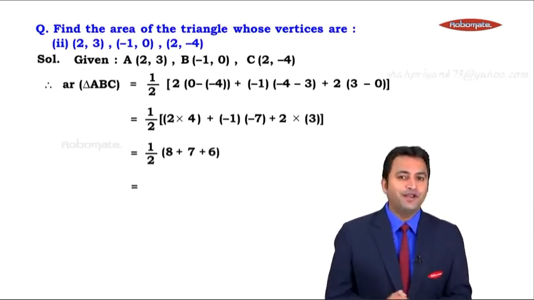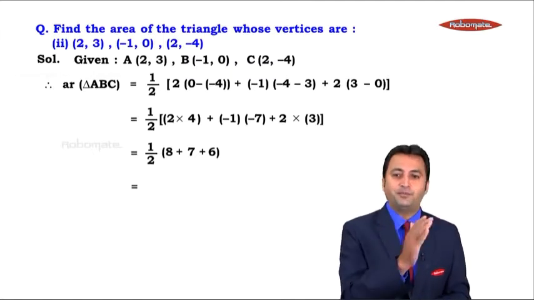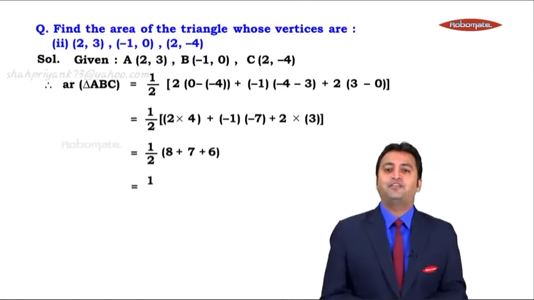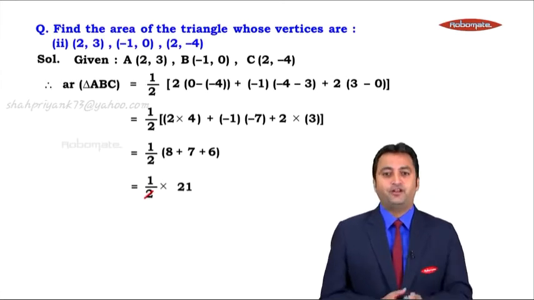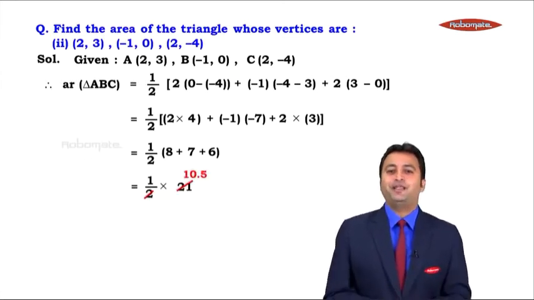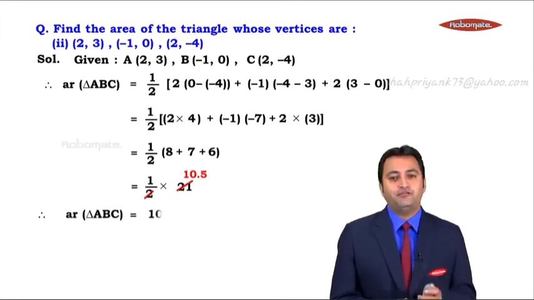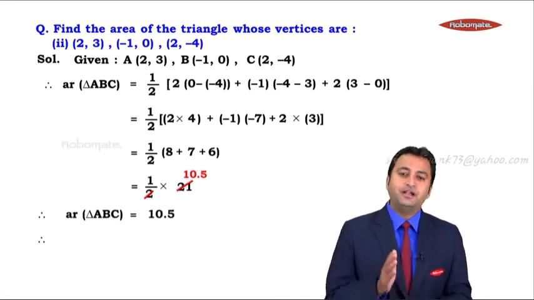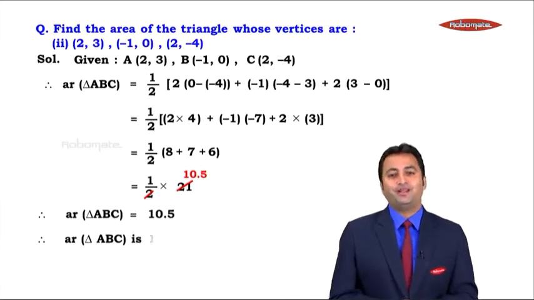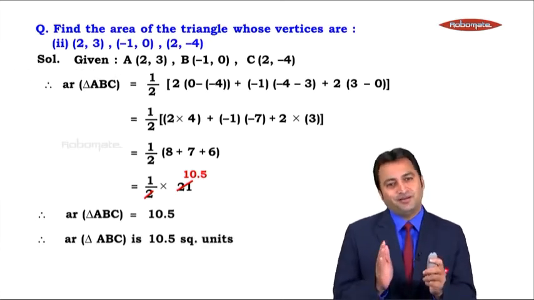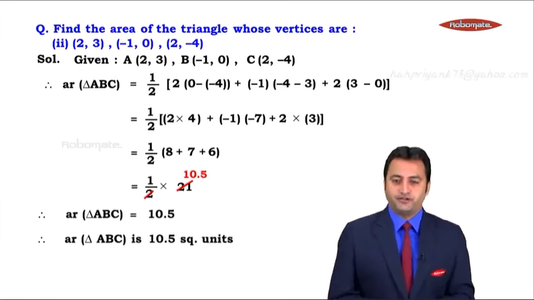So finally what do we get? Half into (8 plus 7 plus 6). Now 8 plus 7 plus 6 is nothing but 21, and half into 21 is 10.5. Therefore the area of triangle ABC we calculated, we got the answer 10.5 square units. Was that a simple sum? Yes. Let us proceed further.